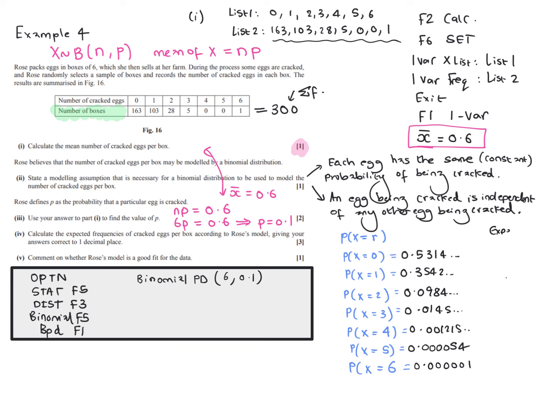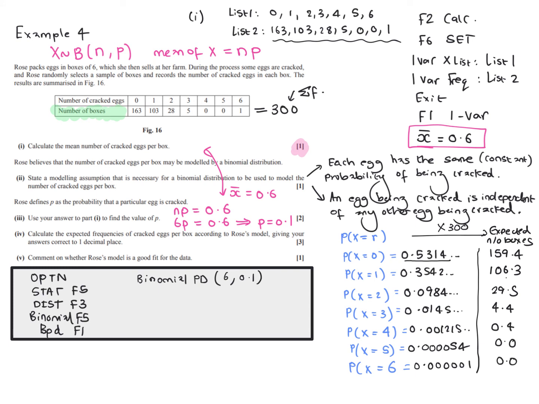So the expected number of boxes that contain 0 cracked eggs will be this number, 0.5314, but we multiply that by the total number of boxes overall, which is 300, and you can do that with all of these other values as well. And you will find you get values which are as follows: 159.4, 106.3, 29.5, 4.4, 0.4, and then 0.0, 0.0.